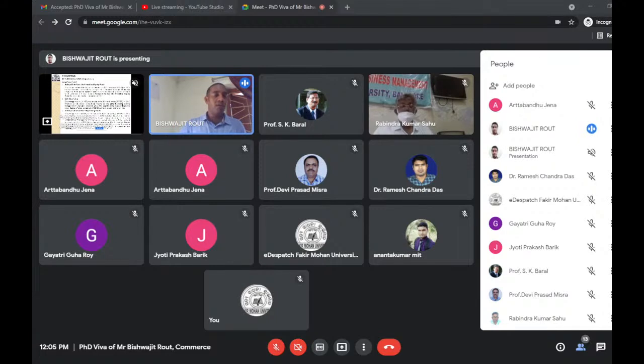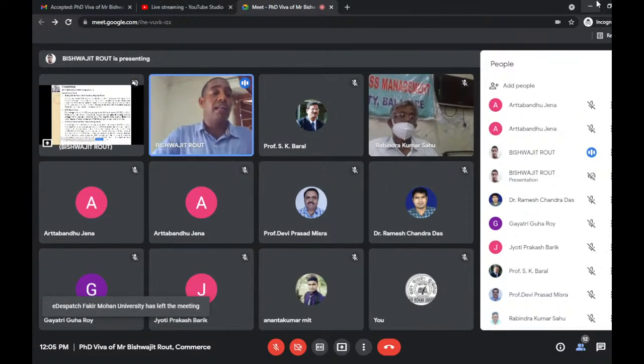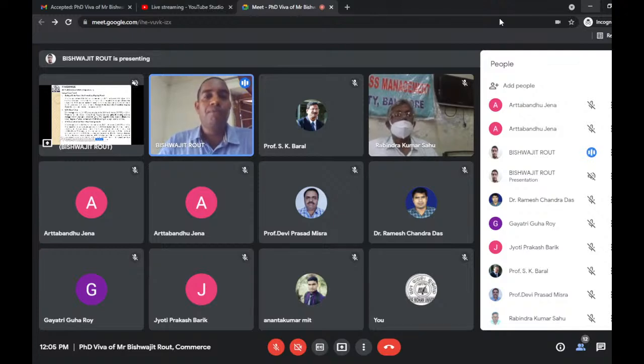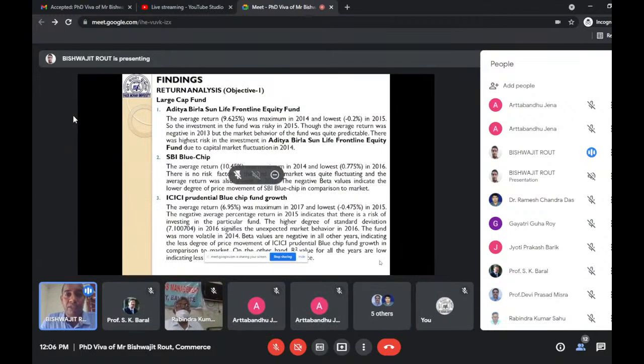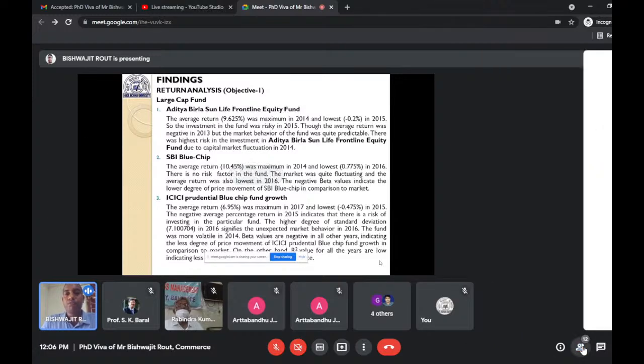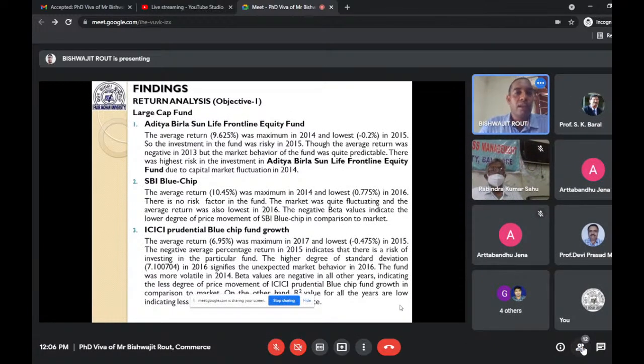Going through the analysis of the data, the researchers have found these outcomes. Coming to the outcomes of objective 1, that is return analysis. First, return analysis of large cap funds. Aditya Birla Sun Life Frontline Equity Fund: the average return of 9.625% was maximum in 2014 and lowest, minus 0.2%, in 2015. So the investment in the fund was risky in 2015.